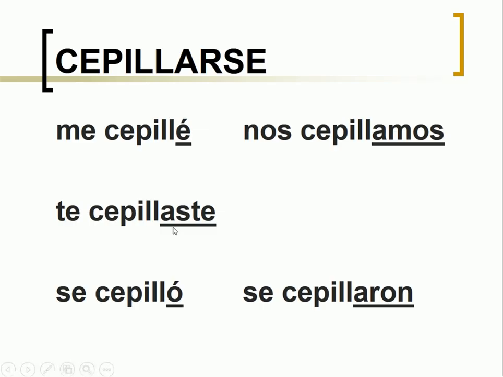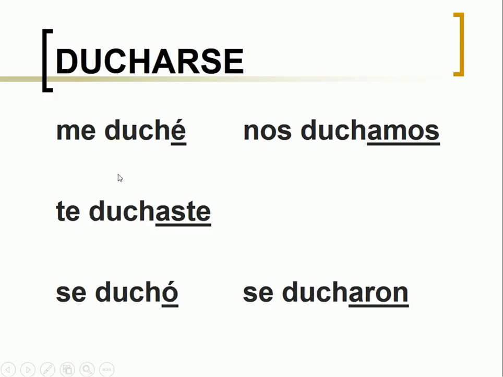Te cepillaste, se cepilló, nos cepillamos, se cepillaron. Me duché, te duchaste, se duchó, nos duchamos, se ducharon. So as you could see, all you have to do is to drop the AR and put the preterite endings for the forms of the verb. And you make sure you put the reflexive pronoun before the conjugated verb.